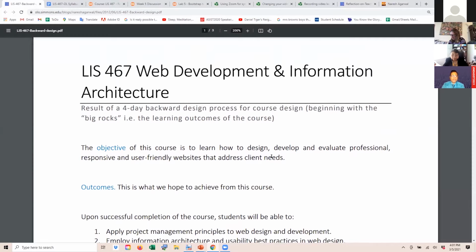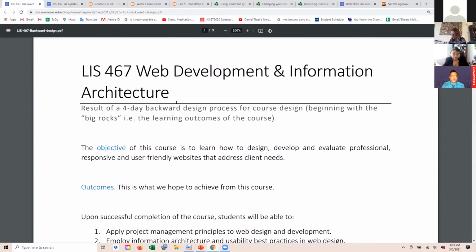The tools for that, the design and aesthetics was a big part of it, and also to be able to evaluate the websites for usability. So then at the end of that, I came up with this one-line objective for the course: to teach the students to learn how to design, develop, and evaluate professional, responsive, and user-friendly websites that address client needs.